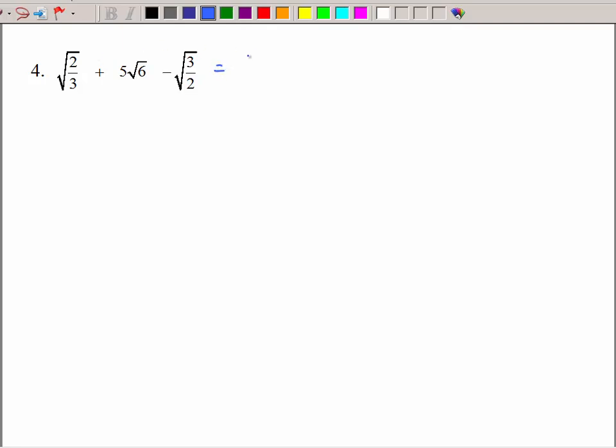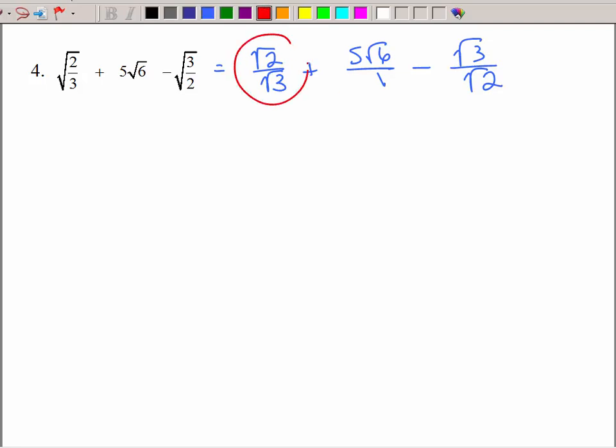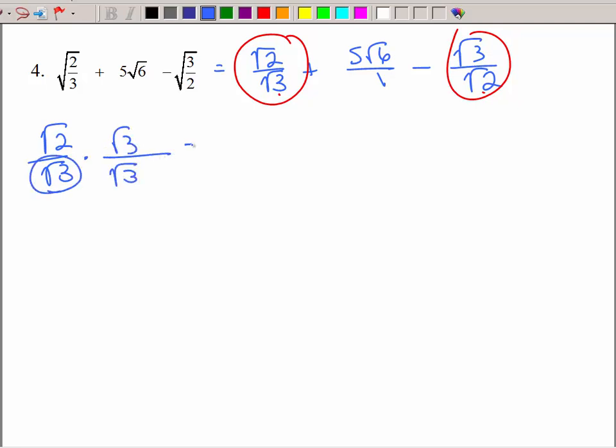So first of all, let's write this as the square root of 2 over the square root of 3 plus 5 square root of 6 over 1 minus the square root of 3 over the square root of 2. So we want to rationalize those, which means I need to get rid of those radicals in the denominator. Okay, so let's take that one at a time. I need to multiply by that another square root of 3. So that's the square root of 6 over just 3.